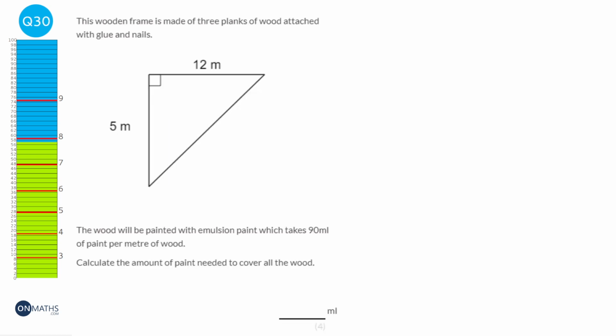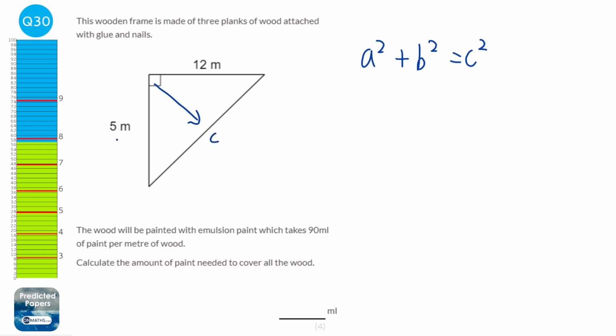In this question we have a right angle triangle and we know two of the sides and we're looking for the third one. So that screams to me Pythagoras. So Pythagoras is a squared plus b squared equals c squared, with c squared being the hypotenuse. The hypotenuse is the one opposite the right angle, so this is going to be c. And we'll label the other ones a and b, it doesn't matter which way around they go. So a is 5, so it'd be 5 squared plus 12 squared equals c squared.